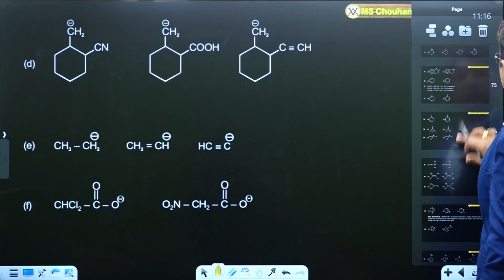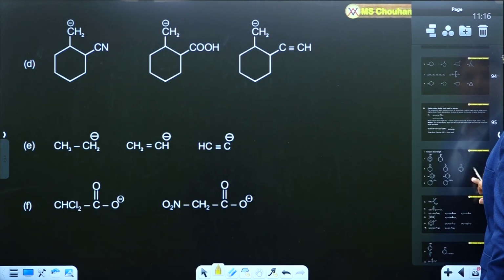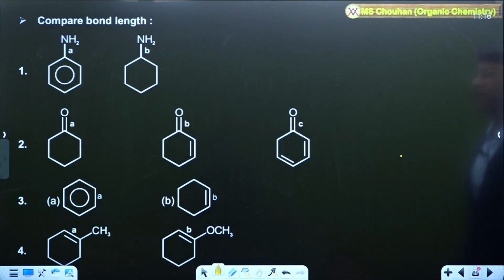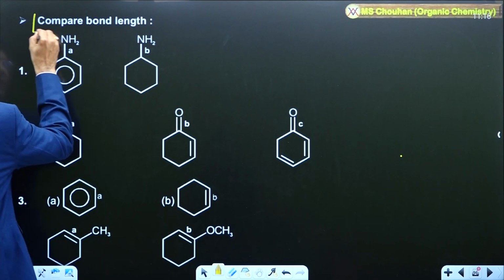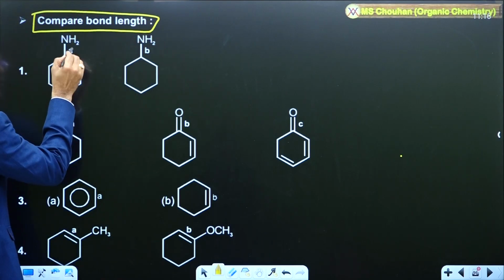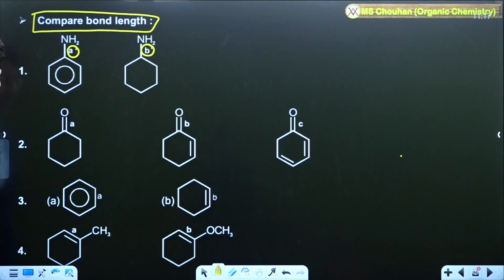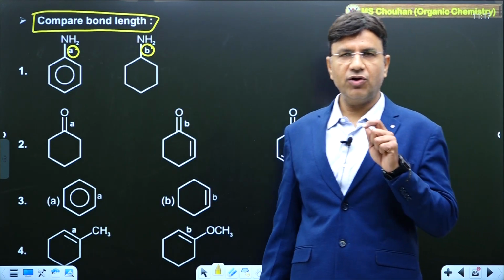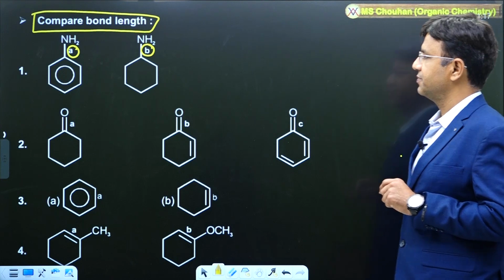Some examples based on bond length only. In this example, what do you have to do? You have to compare bond length. Which bond length do you have to compare? The indicated alphabets. You have to compare these bond lengths. Got it? Write down the example. Write your answer in your notebook. Then I will discuss the answer and explanations.